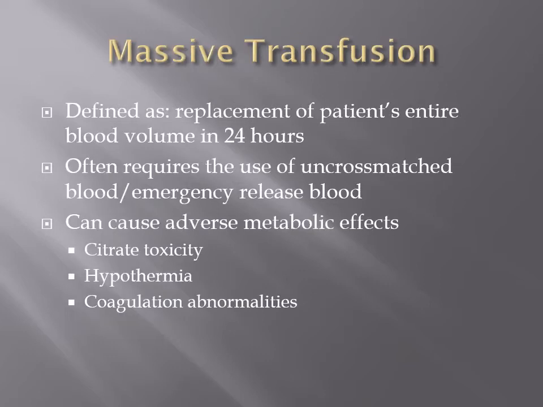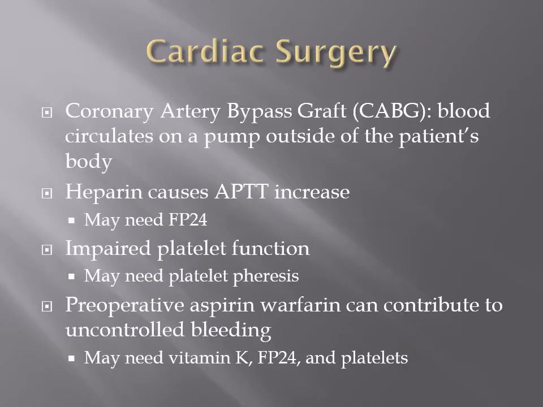A massive transfusion, as we know, is a replacement of a patient's entire blood volume in 24 hours. This often requires the use of uncross-matched blood or emergency release blood. It can cause adverse metabolic effects such as citrate toxicity, hypothermia, and coagulation abnormalities. So why are we thinking hypothermia? Well, if we're pushing blood into a person in emergency situations with that massive amount, blood is kept, we know, refrigerated, so we have that issue of dropping our body temperature to unsafe levels.